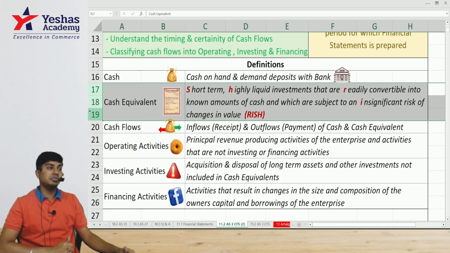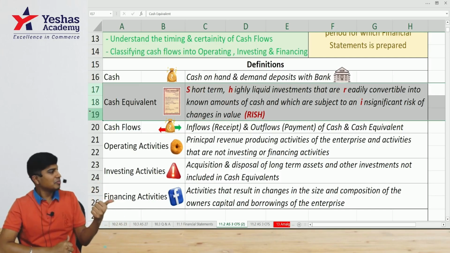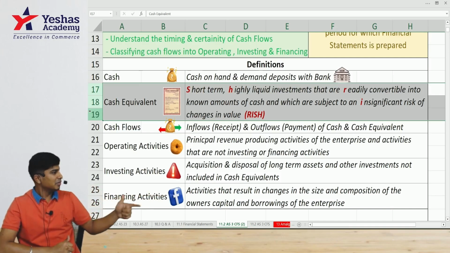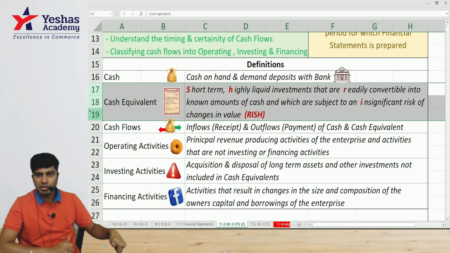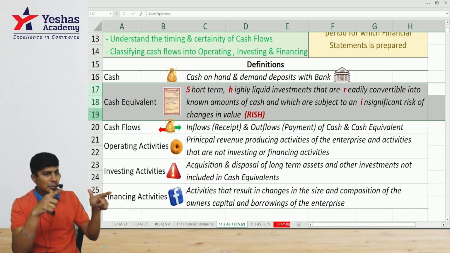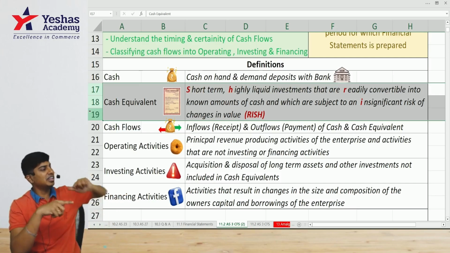What if I don't have shares, but I have debentures of a listed company? It is listed, so readily convertible. Insignificant risk. Why? Debentures will be redeemed at par by the company. The company has to redeem them; it cannot be irredeemable. So that is also fulfilled. But is it still a cash equivalent? It is not a cash equivalent. Why? Next condition.